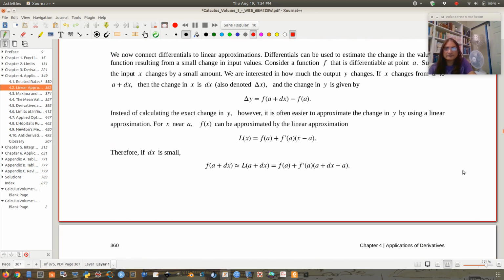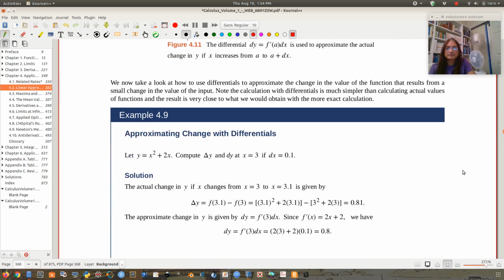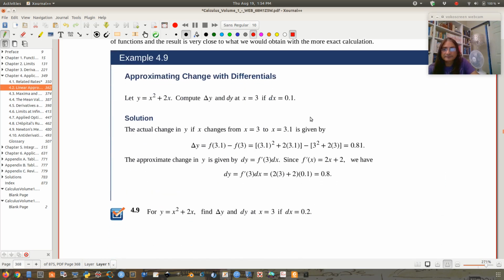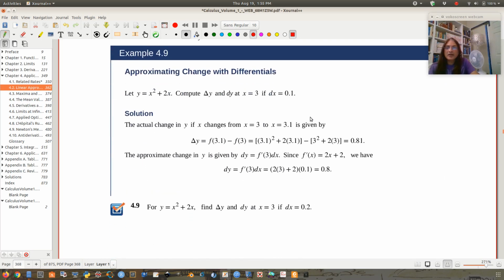Okay, pretty straightforward stuff. And as I said, here's the function. Here is the point a, and we are taking this to be dx. We're going to a plus dx, and this height is dy, f prime a times dx. Okay, so y is x squared plus 2x. Compute delta y and dy. What is the difference between delta y and dy?